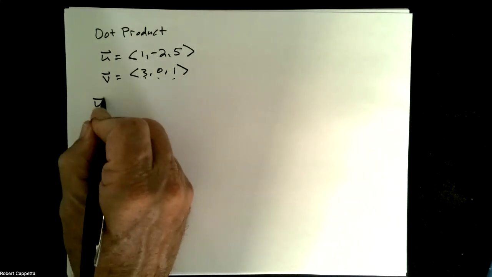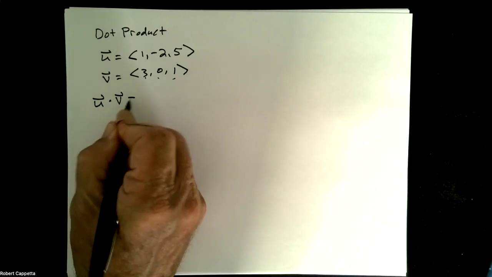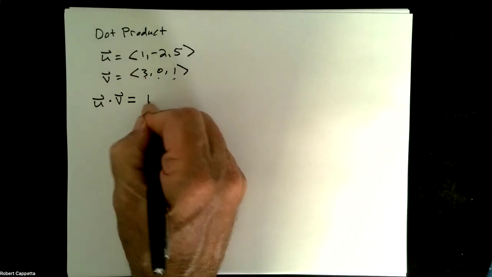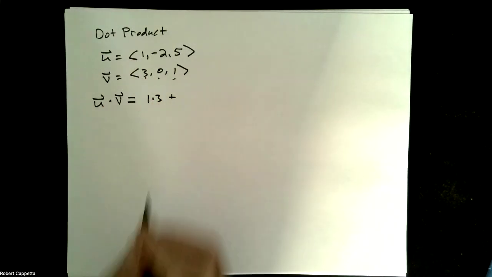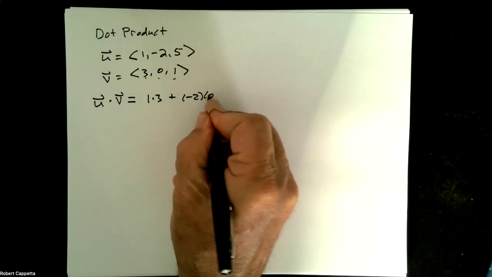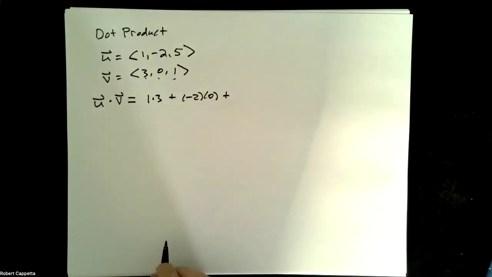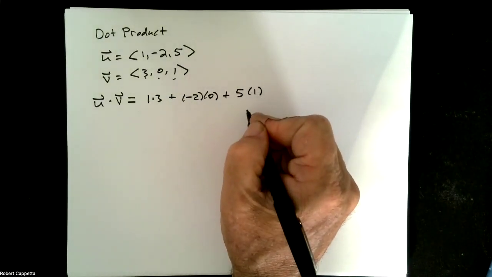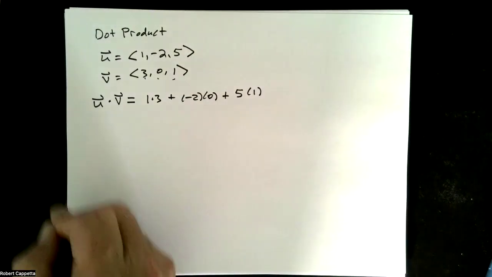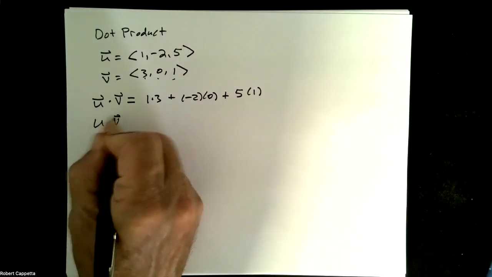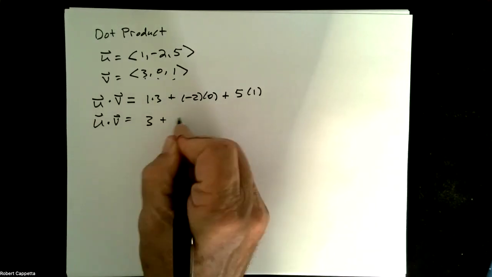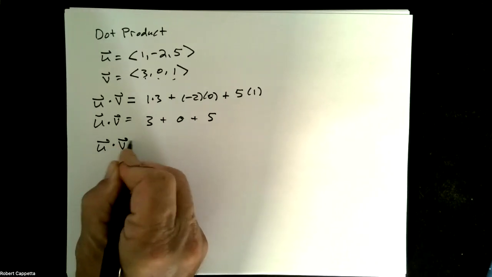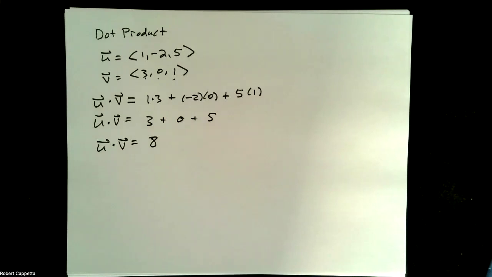So then what does u dot v represent? How do we get that? Well, to get the dot product, you multiply the change in x's. So that's going to be 1 times 3, plus multiply the change in y's, negative 2 times 0, plus multiply the change in z's, plus 5 times 1. So now that we're here, we can see that u dot v is what? 3 plus 0 plus 5. And we get u dot v is 8.